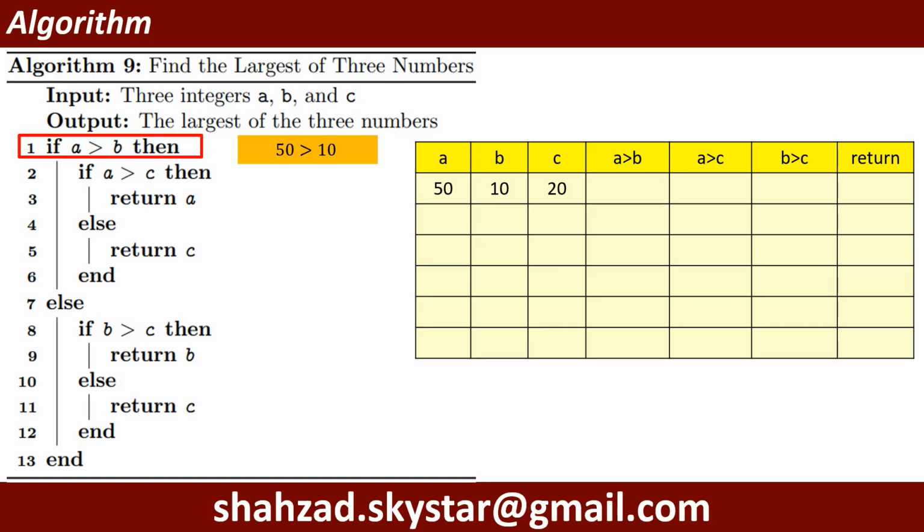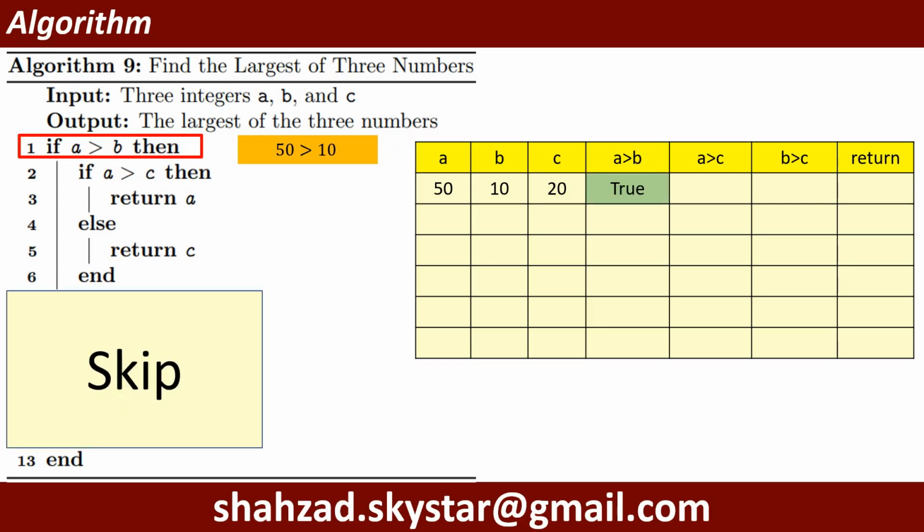They will check the first condition, a greater than b. Value of a is 50, value of b is 10. This condition is true, and we know that if the if condition is true, then the if part will be executed, and the else part will be skipped in this case. No else part will be executed. Line number 7 to line number 12, all the statements will be skipped because they are in the else part.